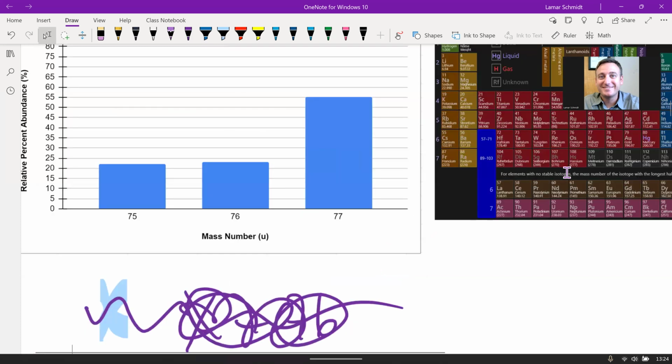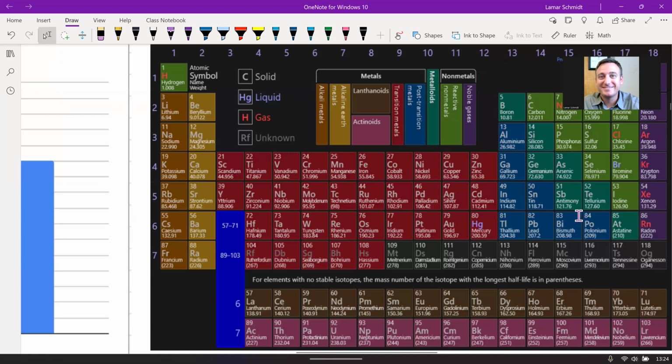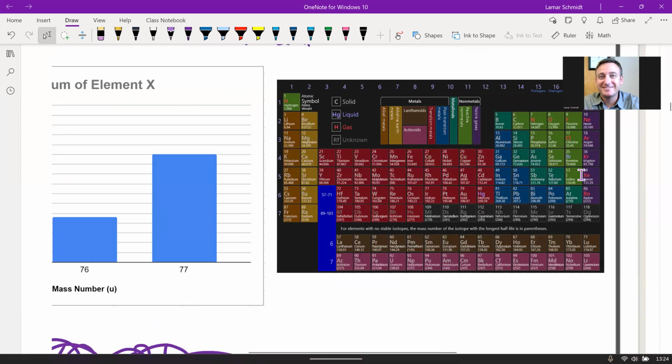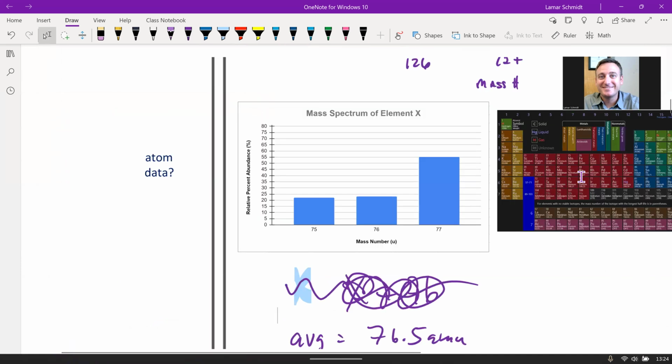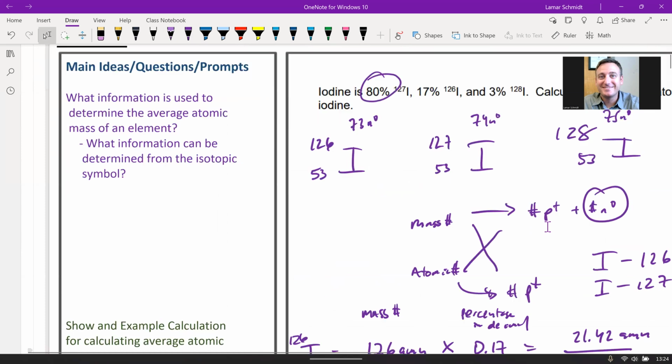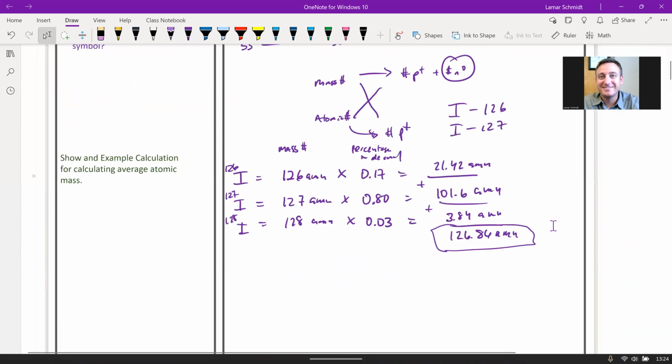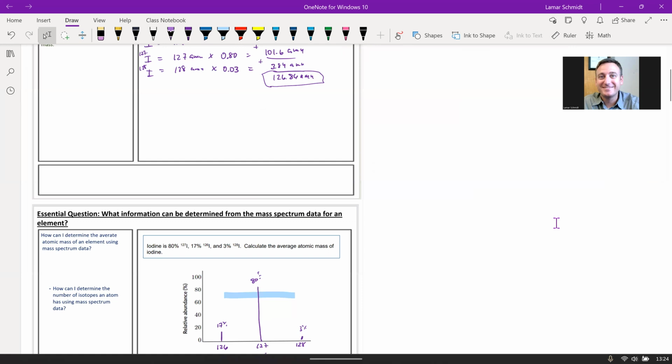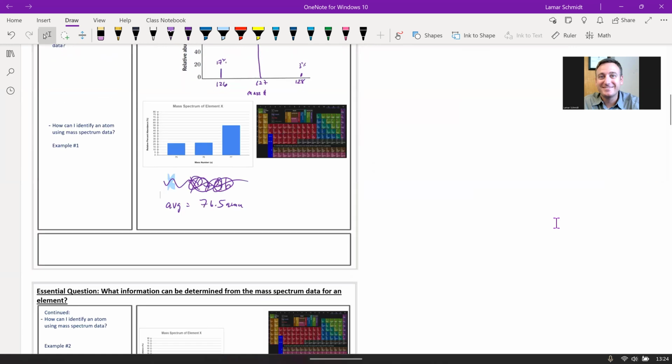Now, is there an element on here that has an average of 76.5? No, this is some fictitious element that I just made up. All right, so that's what that is. All right, but you got 76.465. Oh, you got 77. Well, let me see. Well, hold on. How'd you get 77? I don't know what I just did there. Hold on.